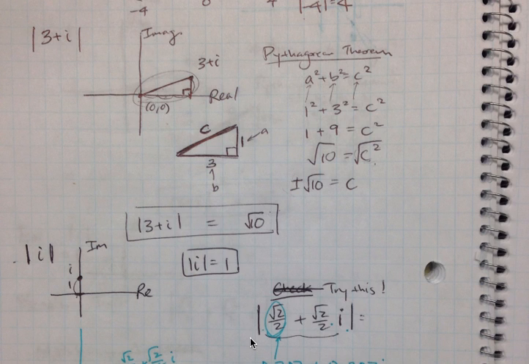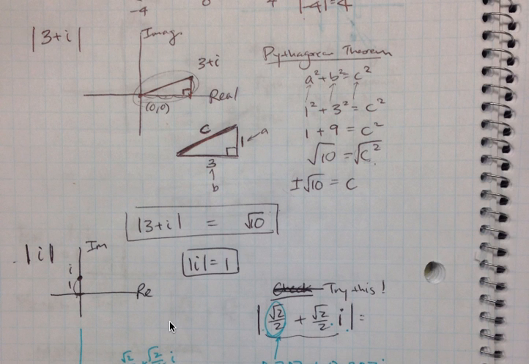So at this point, I asked the class, try this out. We have square root of 2 over 2 plus square root of 2 over 2 i. What is the absolute value of this complex number? This is actually a very common number that you will see second semester. But before we get there, I want you guys to try this out. So go ahead and pause the video at this point, give it a try, and then I'll go over the answer.